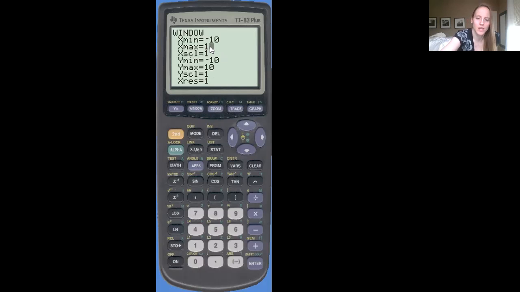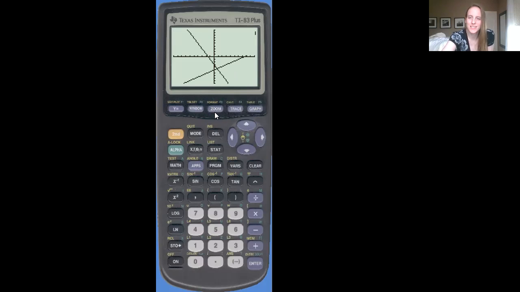I actually didn't mean to. There we go, we go back to our graph. There is also this zoom button. So another way to try and find where your lines are is to zoom in or zoom out. You can do that as well if you need to.